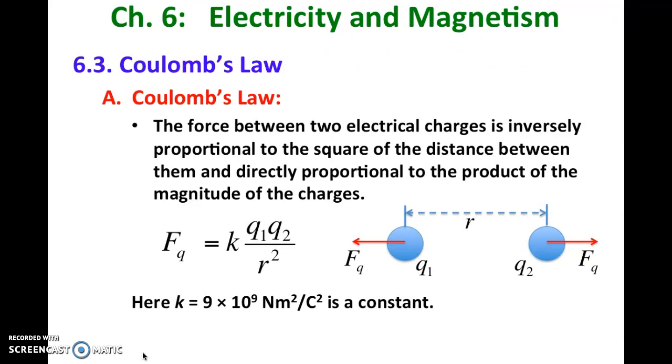Coulomb's law is a law telling us about the charge interaction. It says that the force between 2 electric charges is inversely proportional to the square of the distance between the 2 charges, and directly proportional to the product of the magnitudes of the 2 charges. The expression of this law is F equal to k times Q1 times Q2 divided by r squared. Here k is a constant, given by 9 times 10 to the 9 Newton meter squared per Coulomb squared in the SI unit system.